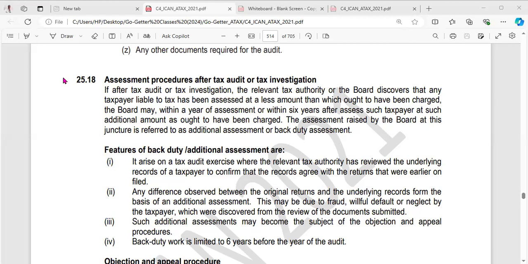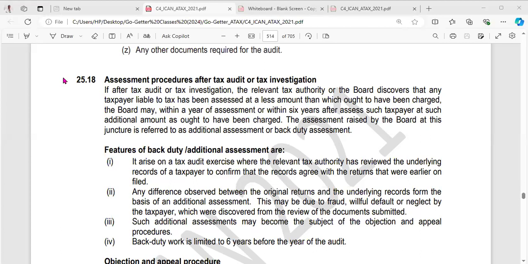Now, features of a back duties assessment. It arises on a tax audit exercise where the relevant authority reviews the underlying records and confirms that the record agrees with the returns that were filed earlier. But they notice that there may be a difference sometimes between the underlying record and your assessment. And they will say this is maybe due to neglect on your part. It could also be due to ignorance. It may also be due to fraud.